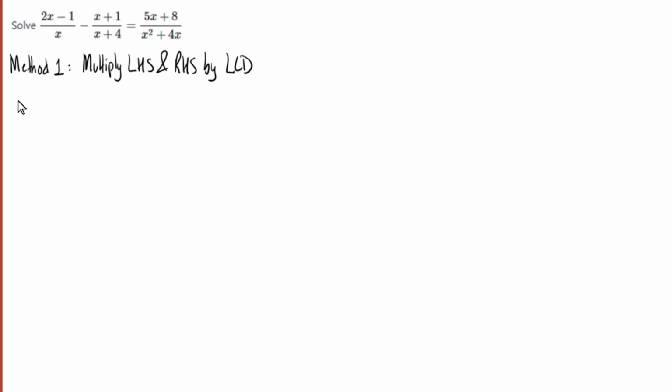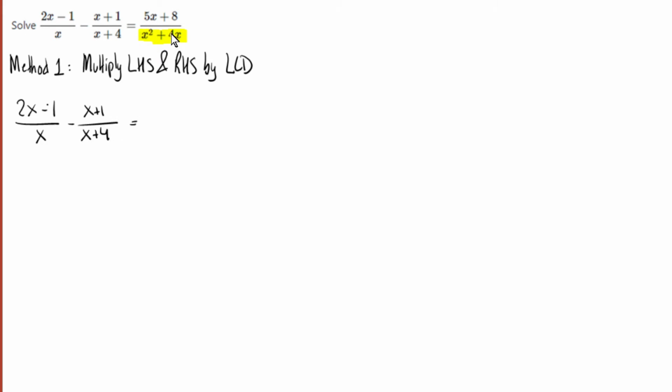Now here, our lowest common denominator is going to be, actually, before we do that, we need to factor this here, right? So let's just step back a little bit and do that quickly here. So we're going to get 2x minus 1 over x minus x plus 1 divided by x plus 4.